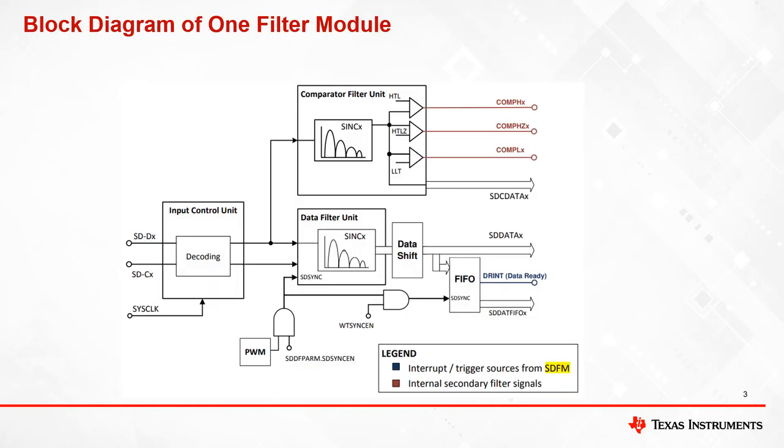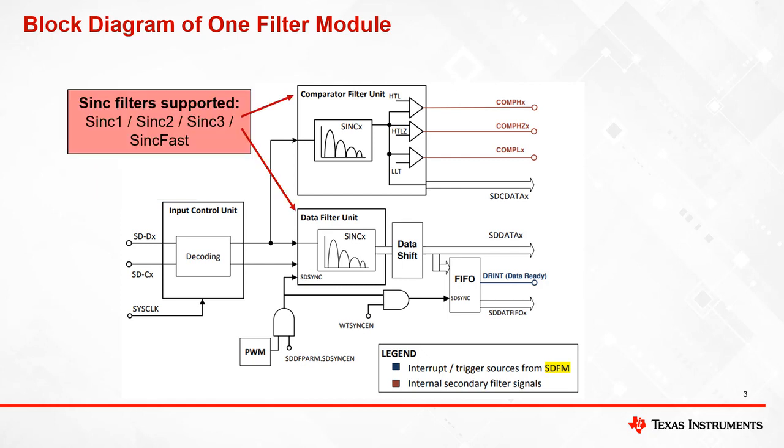Next, let's take a closer look into each submodule inside a filter channel. Type-1 SDFM supports 4 different modes to provide bit stream to each filter channel. Each filter channel has a comparator filter unit and data filter unit. Both the filter units are based on sync filters, and filter types supported are sync 1, sync 2, sync 3 and sync fast.